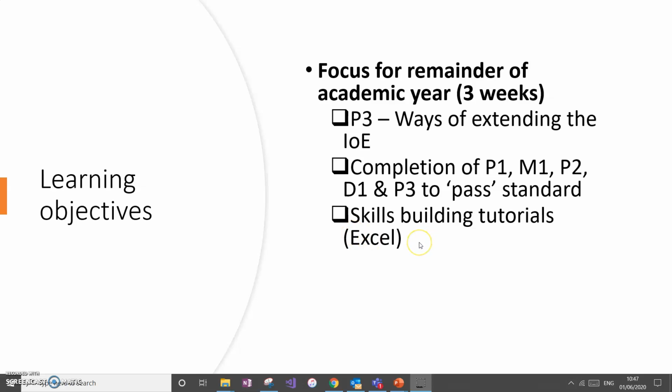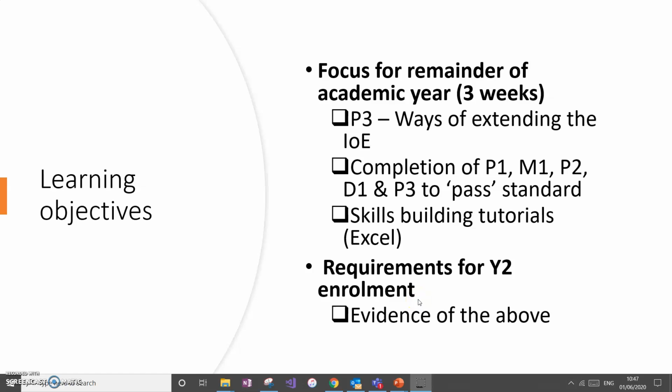Now the key message here is requirements for year 2 enrolment. If you're wanting to have a trouble-free, smooth progression onto year 2, then it's quite straightforward in IT. You basically need to have evidence that you've met this second requirement here, the completion of all the assignments in Unit 17 that we've covered since the end of March, really.